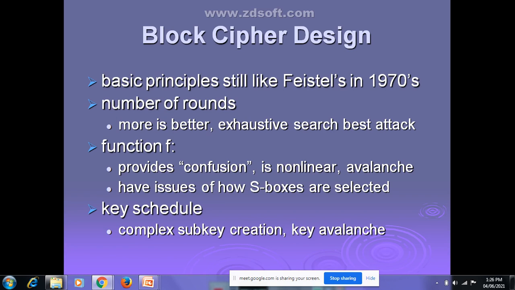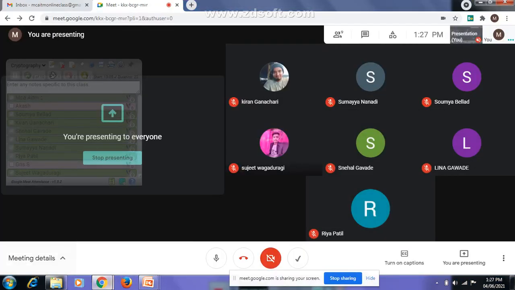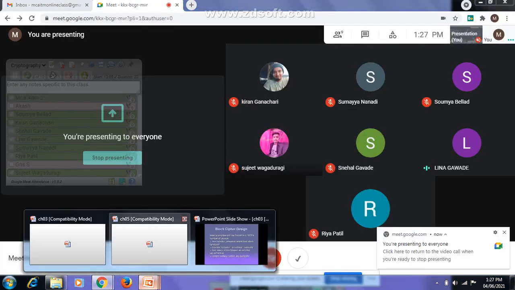Again, key avalanche indicates what? If you change a single bit within the key of DES, it is going to affect many cipher text bits. Clear? That is what is called the key schedule. These are some block cipher design principles. We have seen them with respect to DES, and in general with respect to all kinds of block cipher design principles. I hope it is clear, guys. Yes or no? Is that clear?